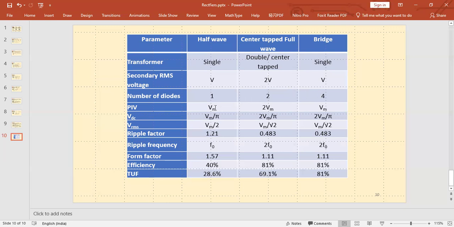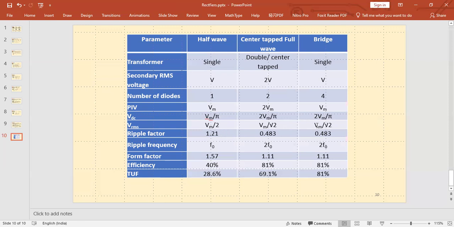Peak inverse voltage: half-wave is Vm, bridge is also Vm. So for the bridge rectifier diode, although you need 4 diodes, the peak inverse voltage is only Vm, so it is not 4 times costly. What we are bothered about is the DC output, because you have designed this rectifier to get DC. VDC for the half-wave rectifier is Vm by pi. Center-tap rectifier is 2 Vm by pi, double. Bridge rectifier is the same.